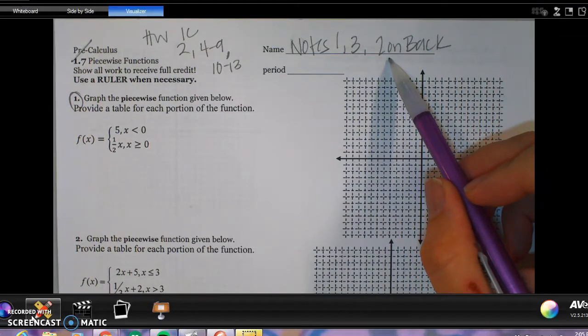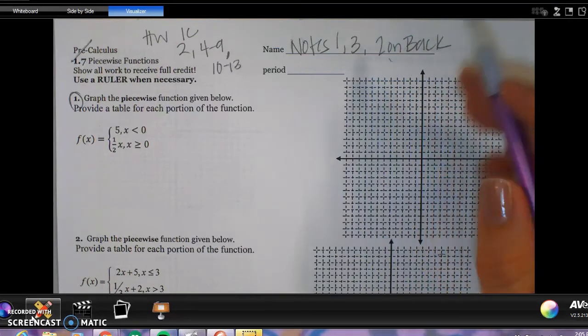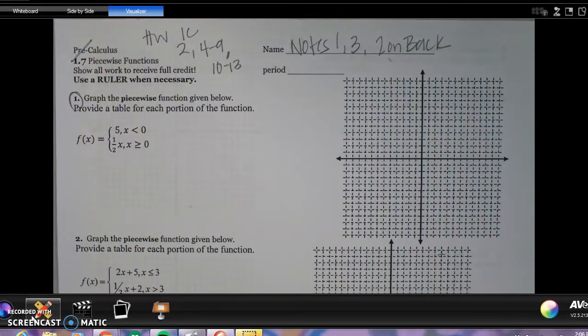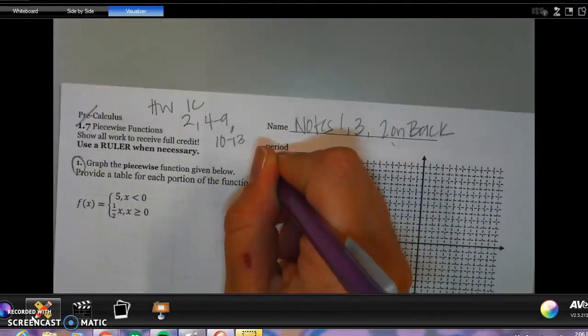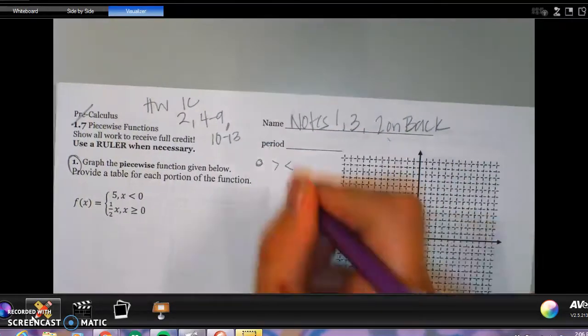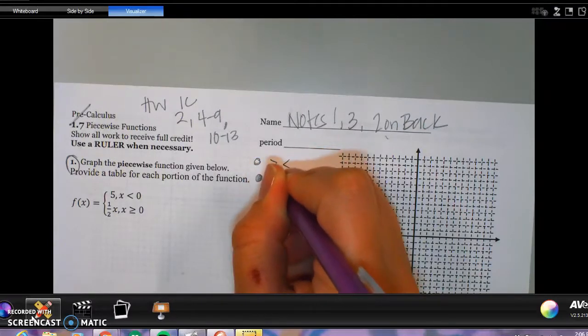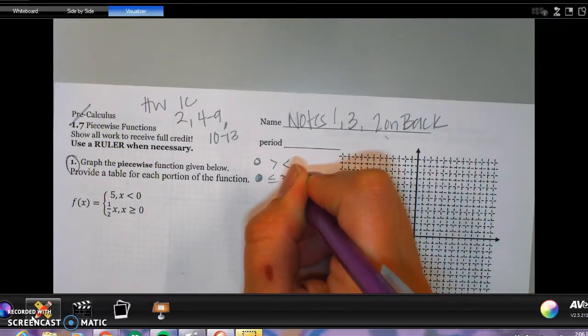Make sure that you are pausing in between. I'm going to go kind of fast. Make sure you stop and understand before you kind of move on, okay? So things we need to remember before we get too far. Anything with a less than or greater than symbol gets an open circle. Everything else, this way, gets a greater than symbol.